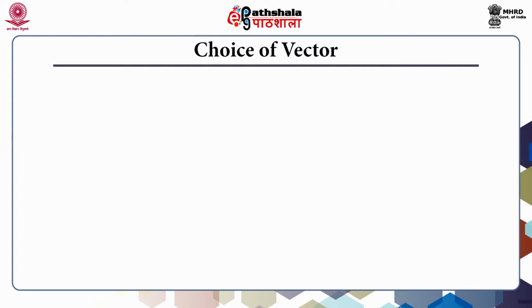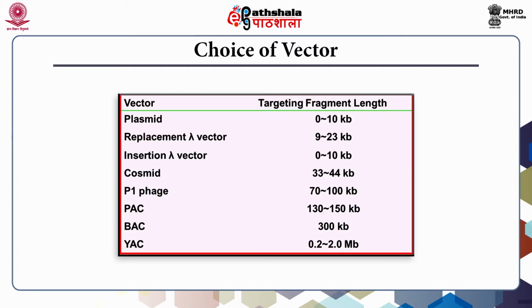The choice of vector. This slide shows the targeting fragment length for each kind of vector. For example, the plasmid can have a target fragment length of 0 to 10 kb. A replacement lambda vector can have a fragment length of 9 to 23 kb. Insertion lambda vector can have a length of 0 to 10 kb, cosmids 33 to 44 kb, PAC 130 to 150 kb, BAC 300 kb and YAC 0.2 to 2 MB.